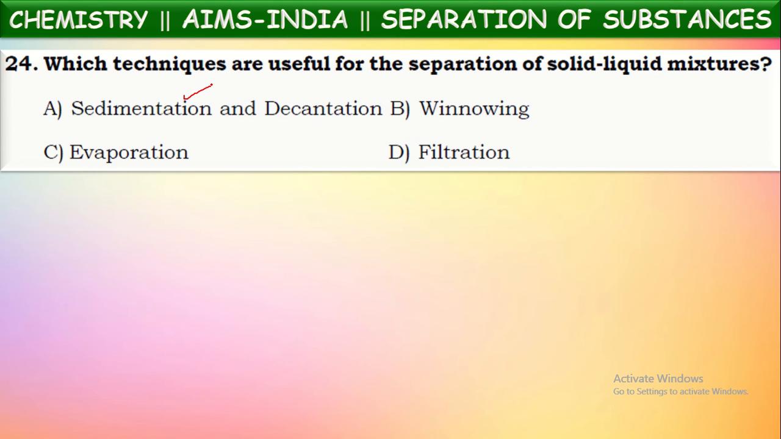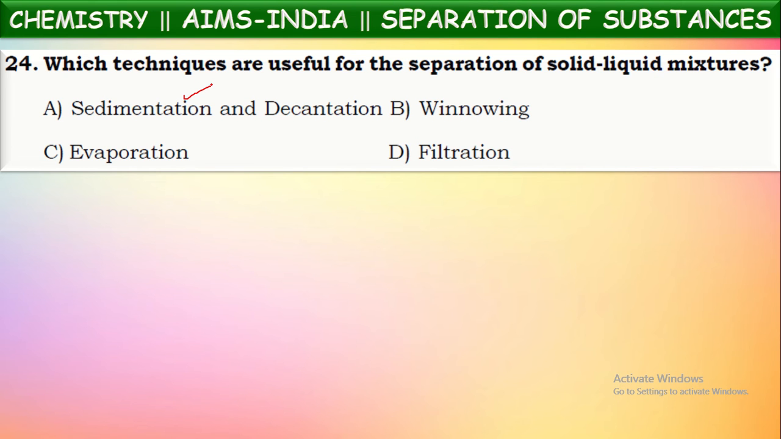Okay, this is correct. Next one, winnowing. Where do we use this winnowing? To separate the lighter weight particles from the heavyweight particles, just like the gravity method. So, for example, husk present in the grains is separated by using this winnowing process. They pour the mixture from a certain height by using flat plates.